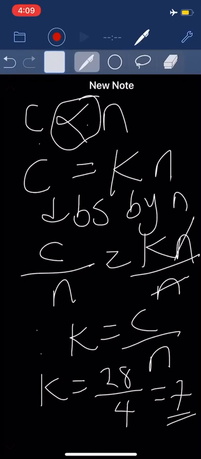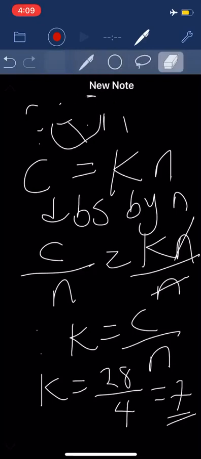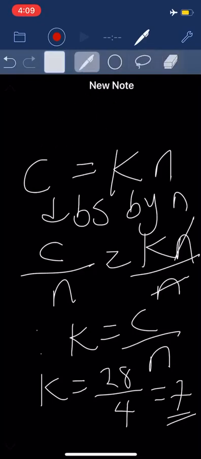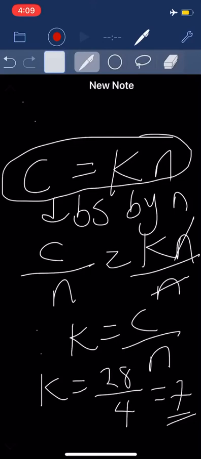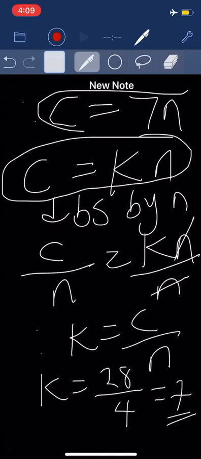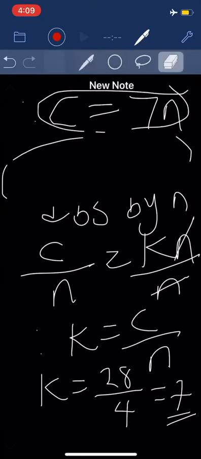When I know the value of K, then I can now have my constant of proportionality. Sorry, I have to erase this. Okay, so therefore, I come back to this formula. Please take note when I introduce my constant of proportionality. So C will be equal to, instead of me writing K now, I write what? 7. So C is 7n. Okay, this is therefore my constant of proportionality.